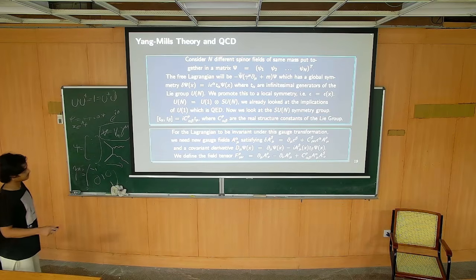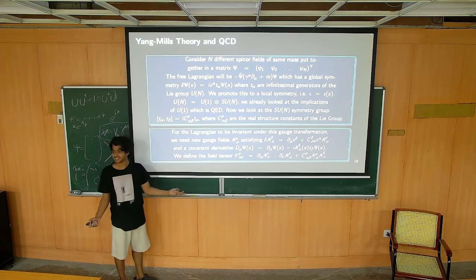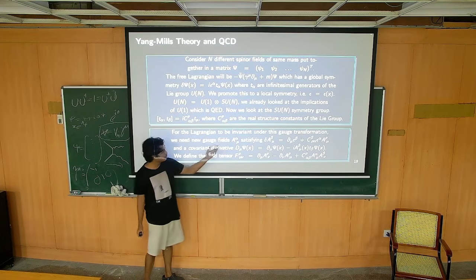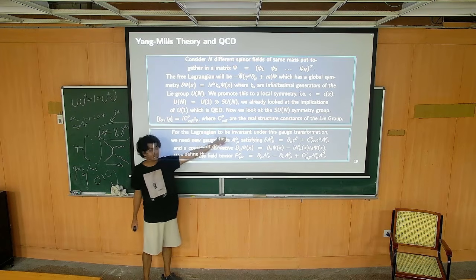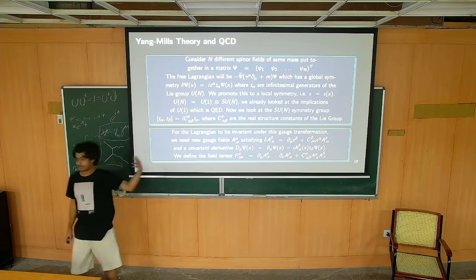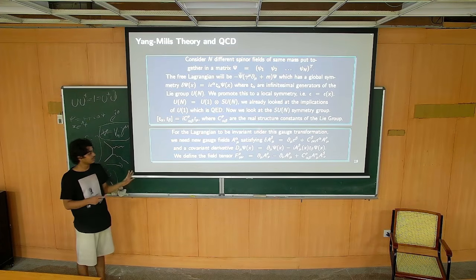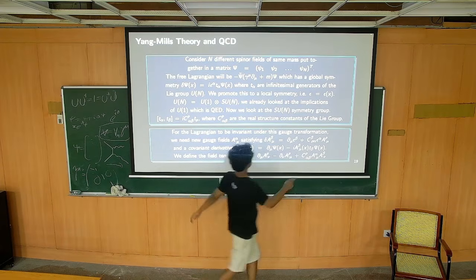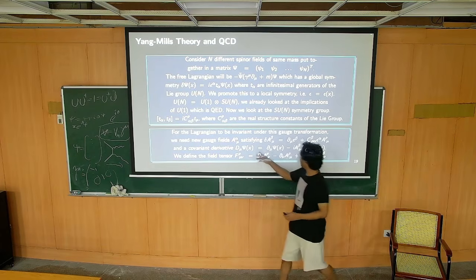Now, for the Lagrangian, what do we need? We need a new field. Let's say there are 9 fields, one for each alpha, some new number of fields according to how many alphas there are. A new field which transforms like that. And we have a new covariant derivative.